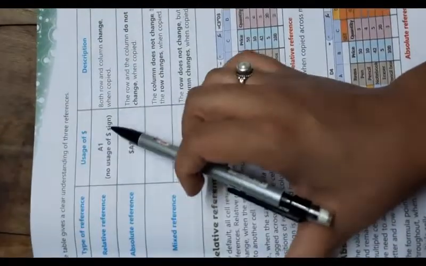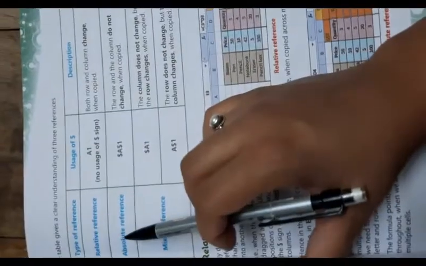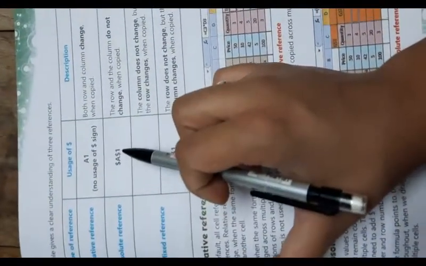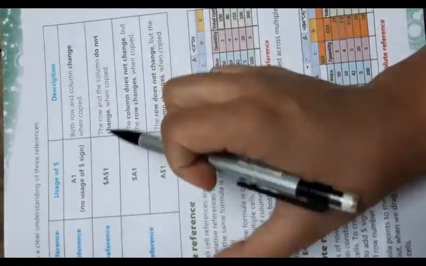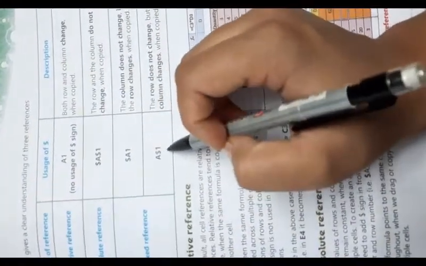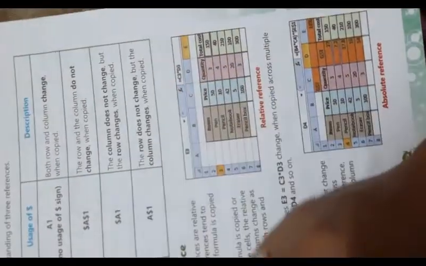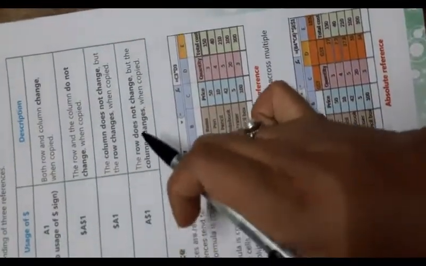Relative reference: A1, no use of dollar sign. Both row and column change when copied. Absolute reference: $A$1. The row and the column do not change when copied. Mixed reference: $A1 or A$1. In $A1, the column does not change but the row changes when copied. In A$1, the row does not change but the column changes when copied.